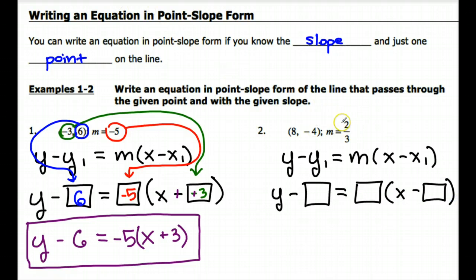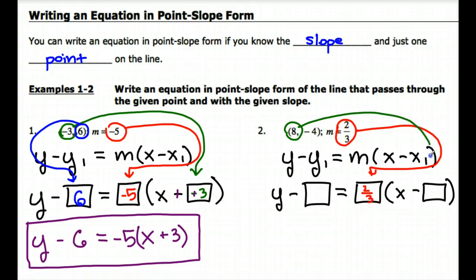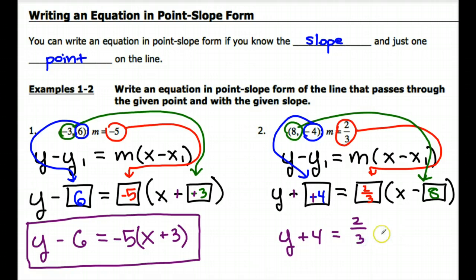So the slope of this one is 2/3, so that's going to come down here. The x coordinate of this point is +8, so that's going to come down here after the x minus. And then the y coordinate is -4, and that's going to come down here after the y minus. And so when you simplify this, you get y plus 4, because it's a y minus -4, equals +2/3 times the quantity x minus 8.